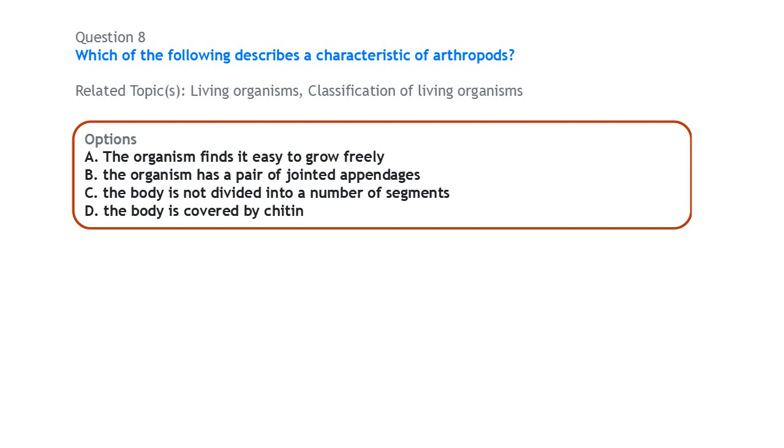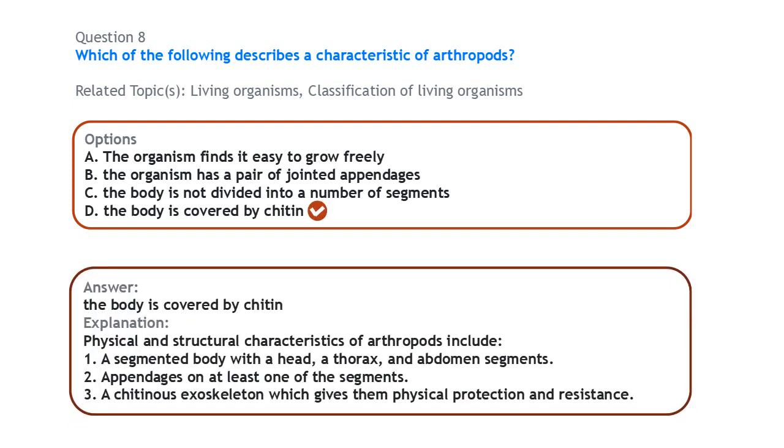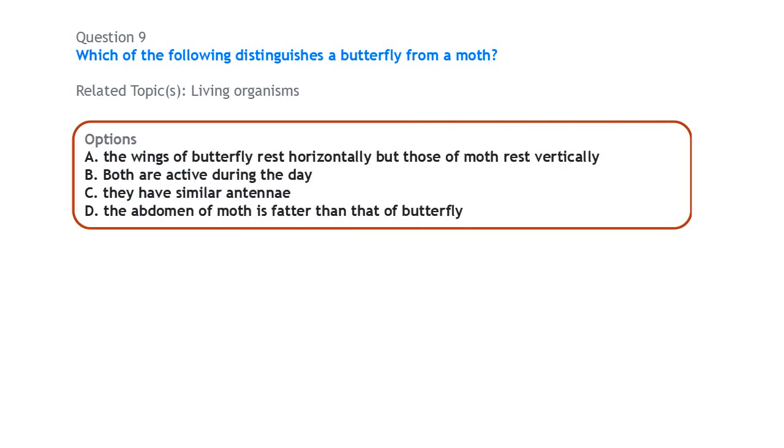Next on living organisms, which of the following describes a characteristic of arthropods? Arthropods include insects. Insects have an exoskeleton, where their body is made of chitin. The exoskeleton is the covering they have on the insect. It is made of chitin, so their body is covered by chitin. Next on living organisms, which of the following distinguishes a butterfly from a moth?